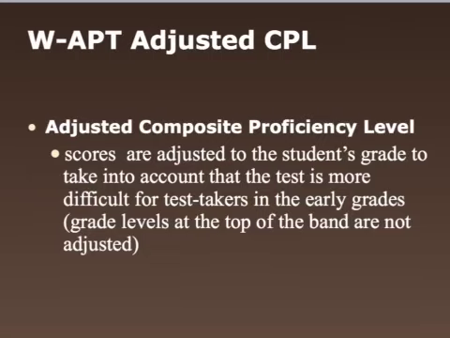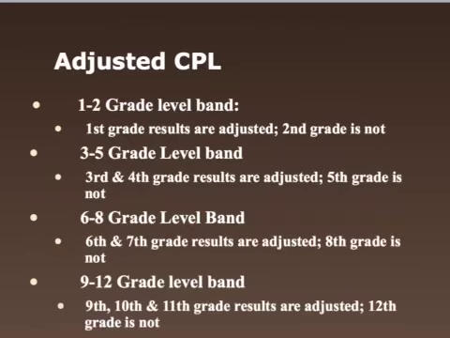Because the W-APT is an adaptive test, some of your students will have an adjusted composite proficiency score, or CPL. Scores are adjusted based on the student's grade level. So you will not see adjusted scores for a student at the top level of a grade level band, but you will see it for lower grade levels. So if you look at these grade level bands, you'll notice that in the first, second grade level band, first grade results are adjusted, but second grades are not, because second grade is at the top of the band.